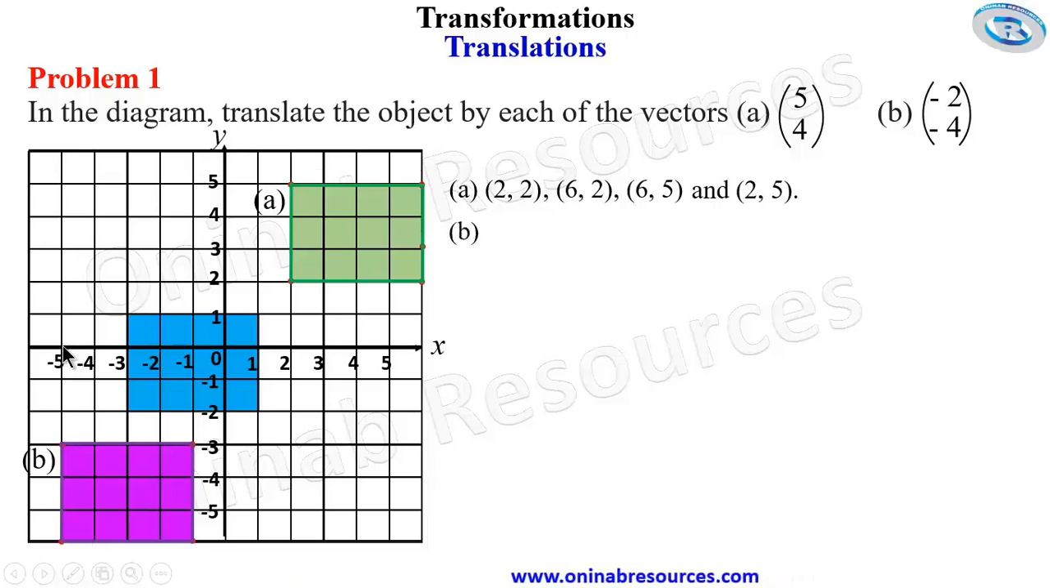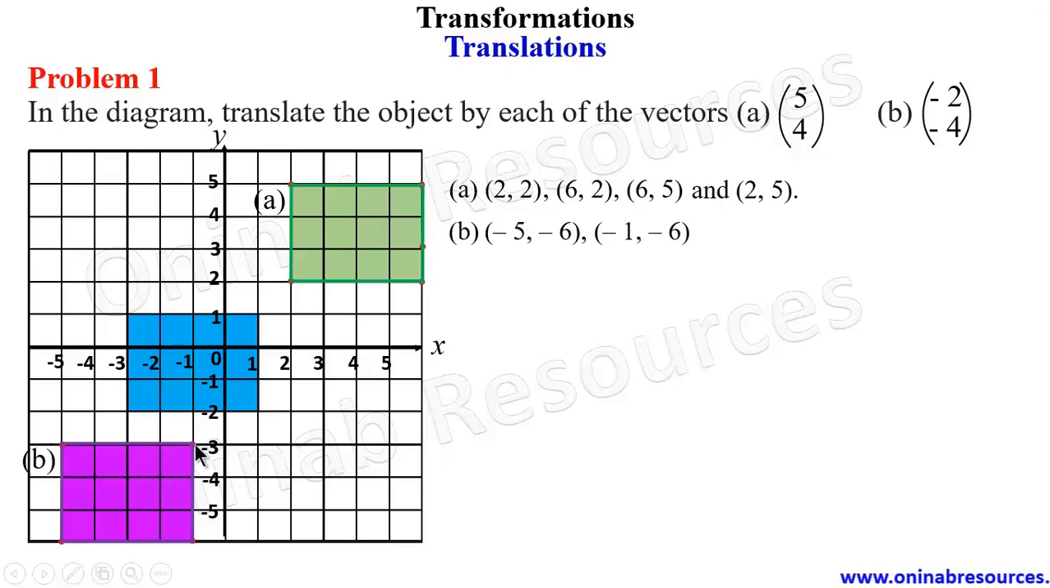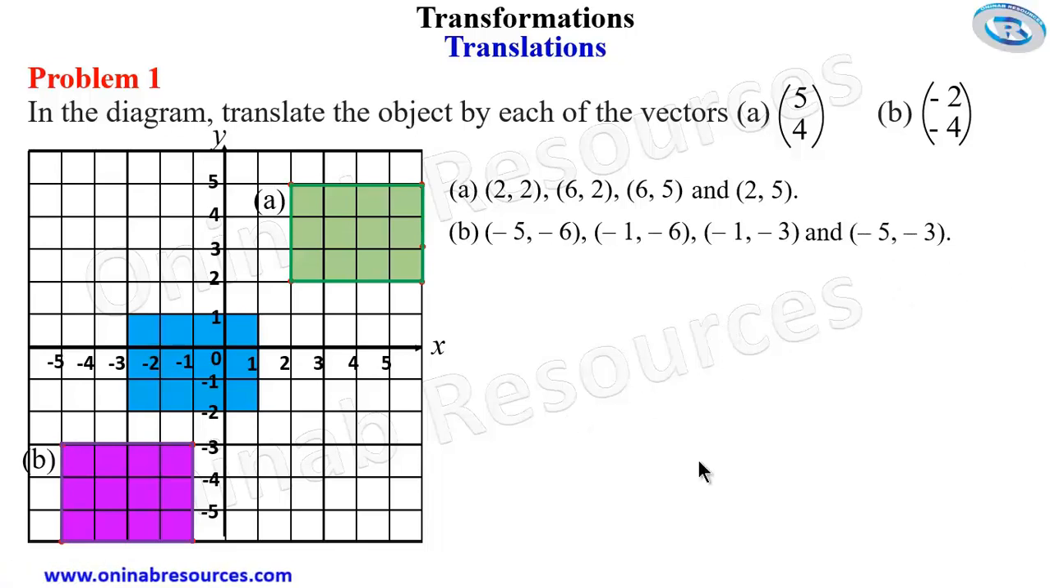So we take this vertex here, which is (-5, -6). So we have (-5, -6). This vertex is going to be (-1, -6). We have (-1, -6). Here is (-1, -3). And the last vertex is going to be (-5, -3). So with this, we are done with problem 1.